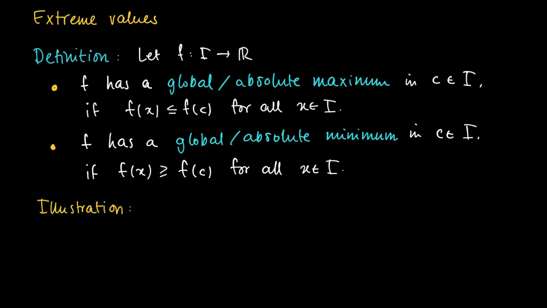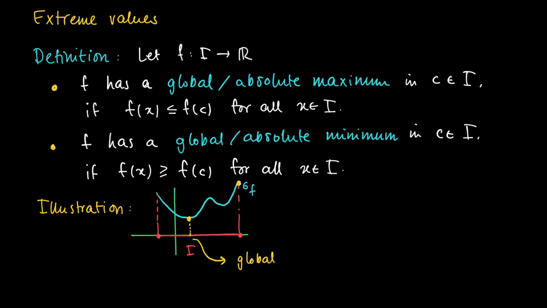Well, here's a picture to illustrate the definition. So here we have in blue the graph of some function f, and in red we have an interval I, and we clearly see that the lowest part on the graph is the yellow dot over here. So this indicates a global minimum. This is the location of the global minimum.